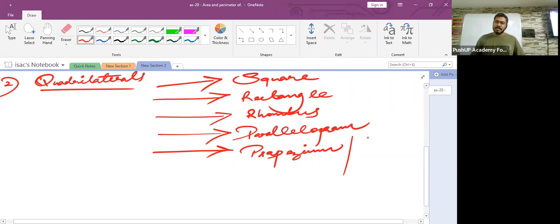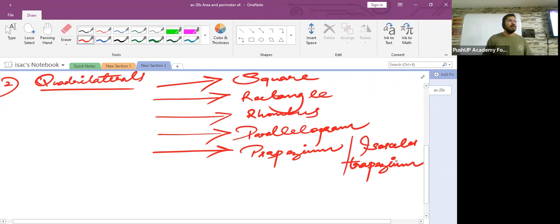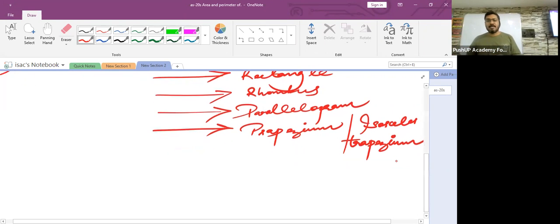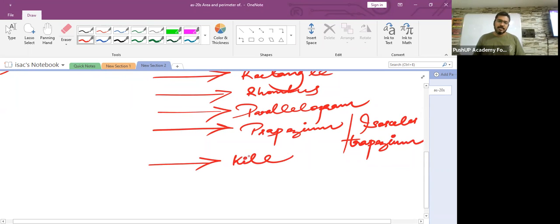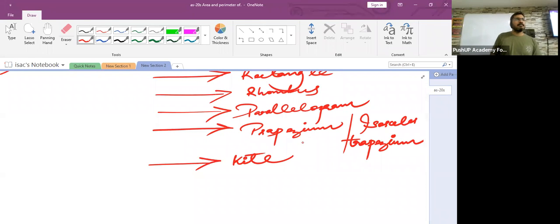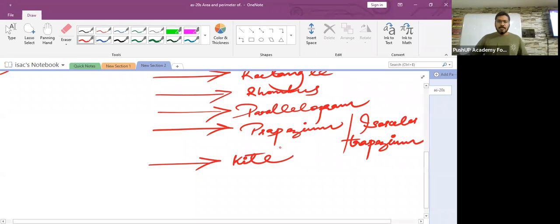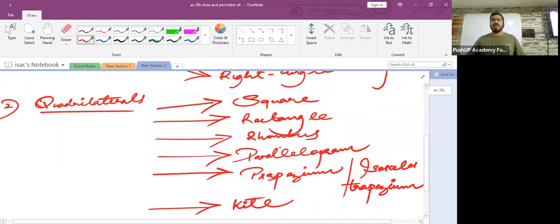Children, please do mention here, after trapezium, you will get to learn isosceles trapezium. Noted it? First, you will learn trapezium, and then as a subtopic, isosceles trapezium. Then after trapezium, you will be learning about kite. Kite, K-I-T-E. Why haven't you heard of kite? They never taught you? I'll teach you. So these are the subtopics which come in quadrilaterals.